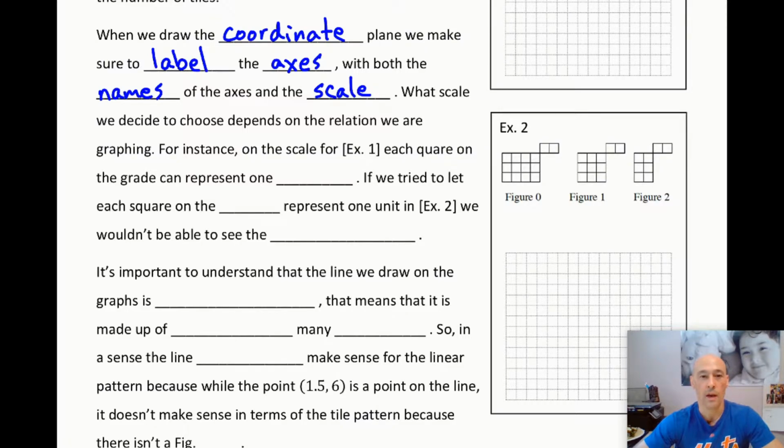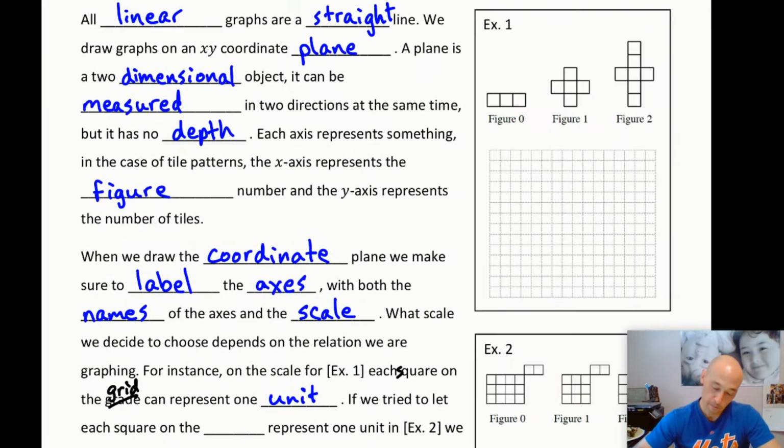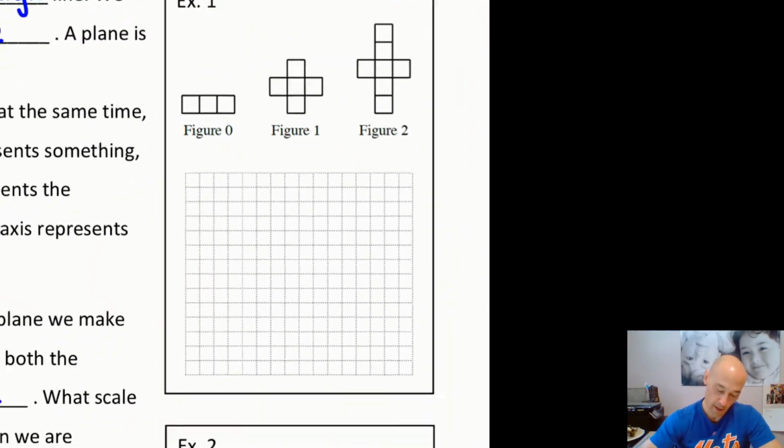For instance, on the scale for example 1, each square on the grid can represent one unit. All right, so let's graph example 1 here.